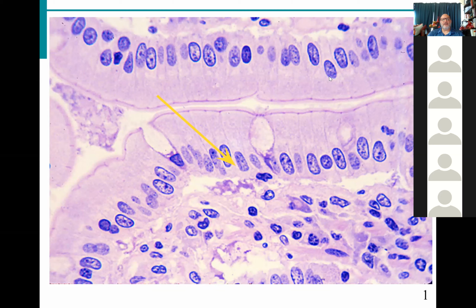Excellent. All righty. Identify the tissue type. Simple columnar. Columnar. Excellent. Epithelial tissue. Yep, excellent. Even better. Simple columnar epithelial tissue. Excellent. Identify the surface.